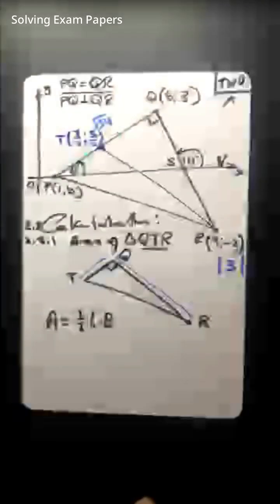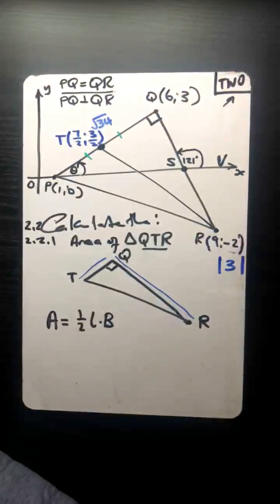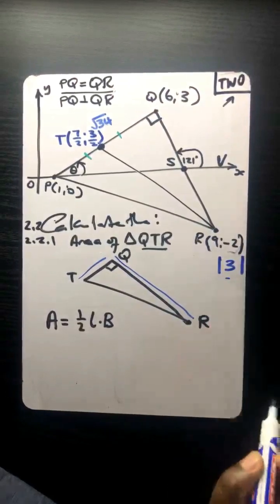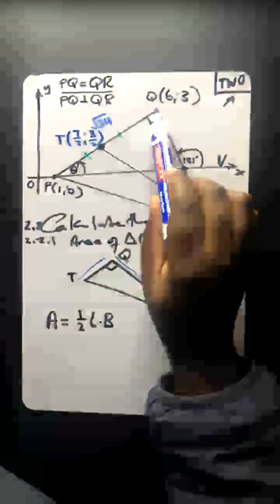I will confirm to you that you are 100% correct, honorable member. It's just that you're going to take a long route. The reason why it's allocated 3 marks, I'm not sure if you remember. We did calculate the length of PQ. What was that total length? It was square root of 34.